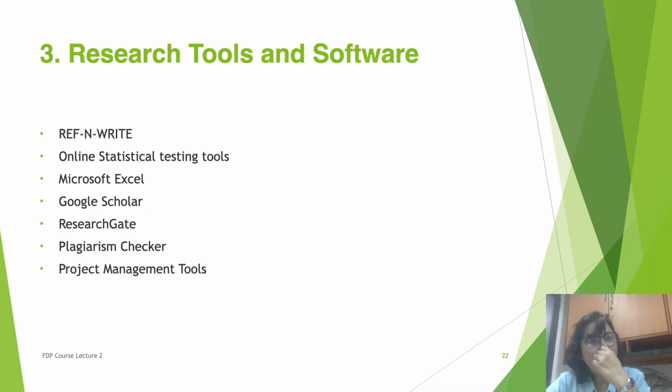Okay, so going deeper into this topic, we have different tools and software in this. Ref and Write, online statistical testing tools, Microsoft Excel, which we are habituated to and which we know about. I mean, we know everything about Microsoft Excel, I think so. I mean, I feel so, right? So Google Scholar, ResearchGate, plagiarism checker, and project management tools. So we'll be going into this.